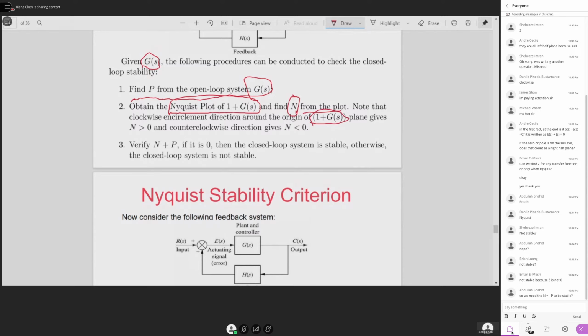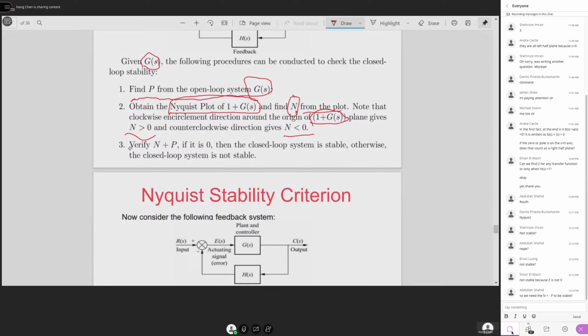It's clockwise or counterclockwise. Will you be able to do that? Yes, of course, you can do that. Once you draw the plot, you know the direction. So you can easily figure out if n is larger than 0 or less than 0. Now you have the information of P and you have the information of n.